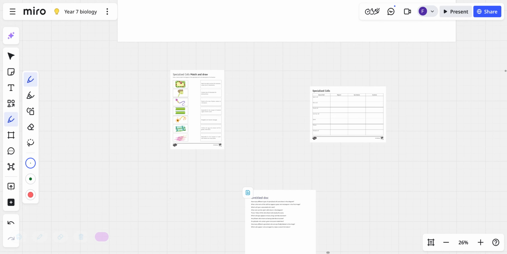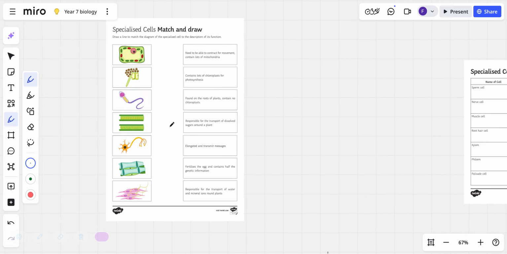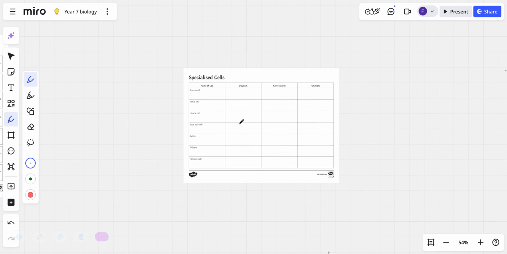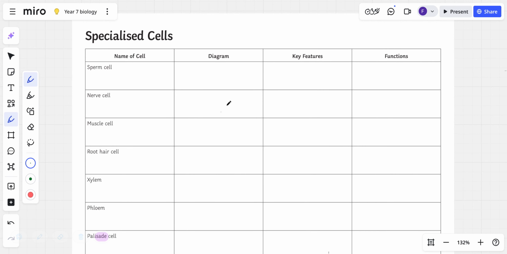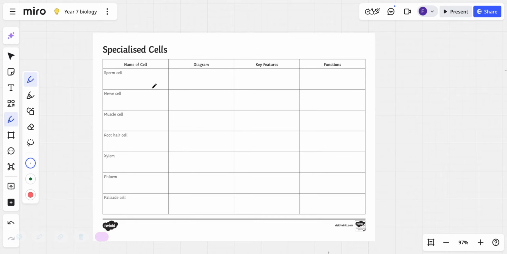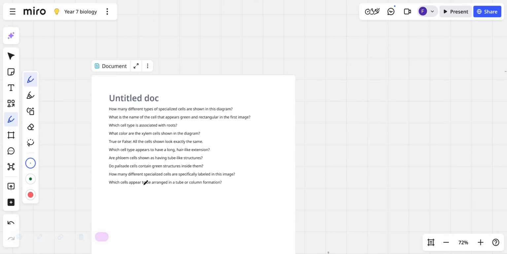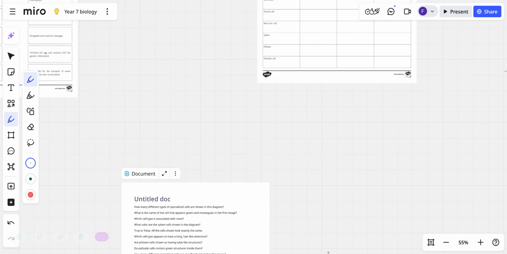Now, I'm recording this. I'm at my time. I don't like overgoing. Match and draw. This is a palisade cell, and you've got the descriptions here. You have to match them to the descriptions. Now, here you can, don't do it here. I want you to draw a diagram, label it, give me key features, like a sperm cell has a tail, a nerve cell is long and thin, and what its job is. All right? Now, if you manage to finish, Untitled Doc, you've got some questions here. Okay? Now, I've gone through that pretty quickly.